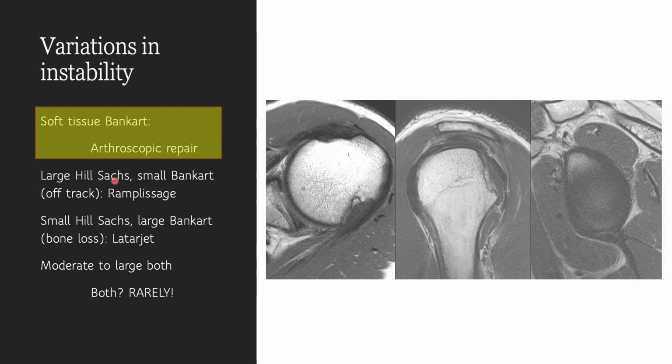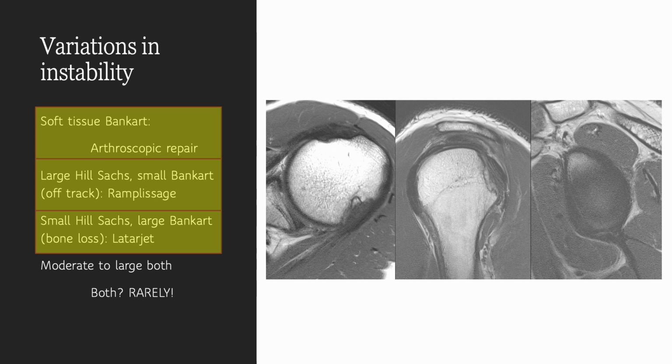You can have a big Hill-Sachs lesion and a small Bankart lesion, which will go to a remplissage because you just want to put infraspinatus and pack up that infraspinatus. You can have a small Hill-Sachs lesion and a large Bankart lesion, so bony loss in the range of 20 to 25%, in which case you would do a Latarjet procedure, which is bringing the coracoid process down. And finally, if you have both that are very large, then you can do both the Latarjet and the glenoid reconstruction, but it's very, very rare to do both procedures together.